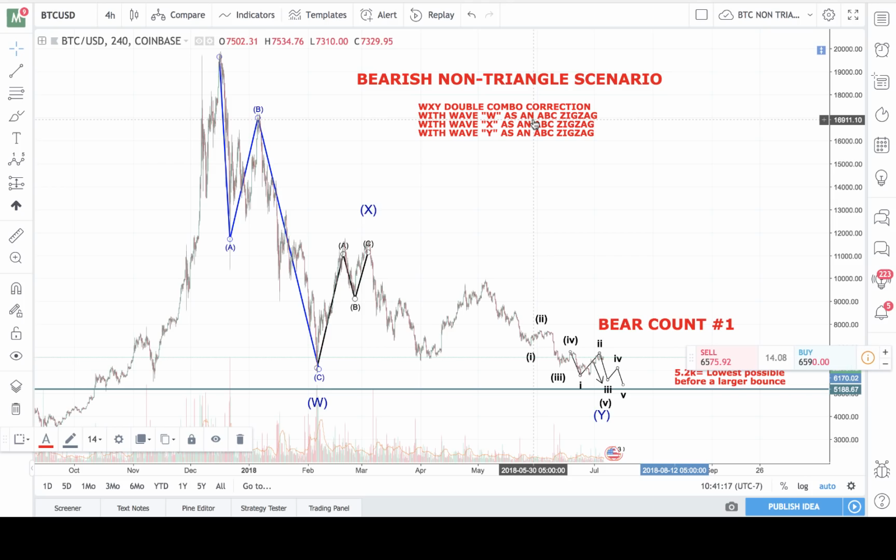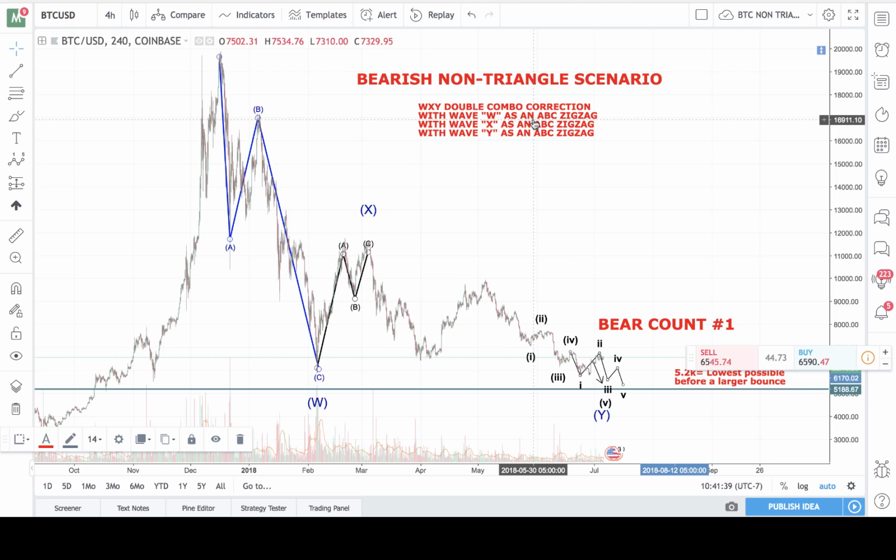In the long term, sub 4K is what I'm still looking for. That I called months ago. It's also possible we end up somewhere between 4 to 5,000. Although, what I'm going to explain right now is going to explain why I think sub 4K is more likely. But let's focus on what's going on right now because that's what we're trading at the moment. We're making some shorter term trades.